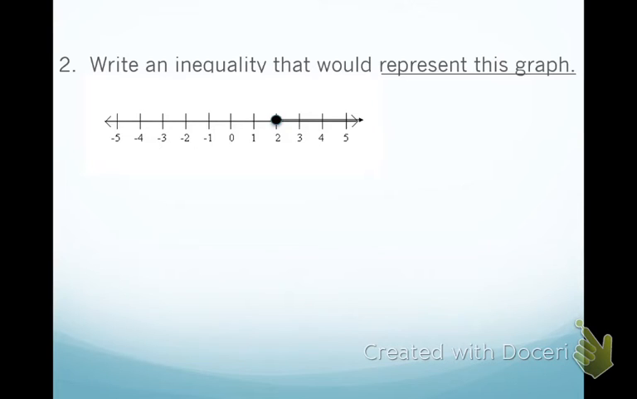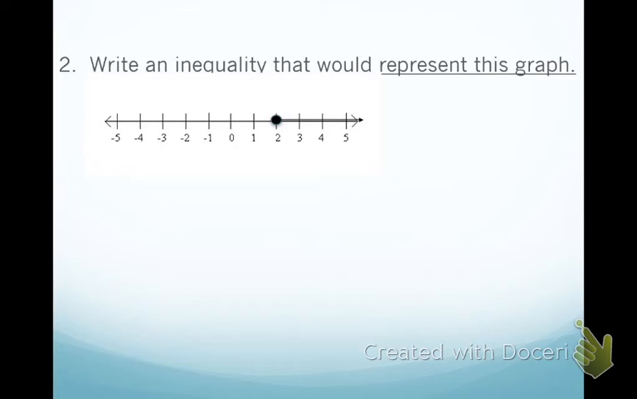It says, write an inequality that would represent this graph. Remember, you're always going to start with a variable, and then you're going to put a number, and then you're going to put an inequality symbol: greater than, less than, greater than or equal to, less than or equal to. I want you to try that on your own. Once again, you just need a variable, a number, and an inequality symbol.